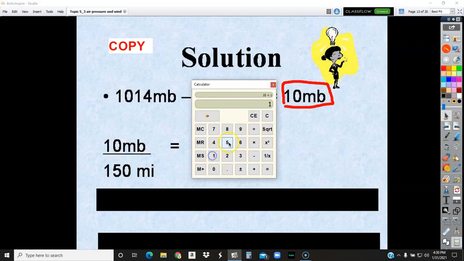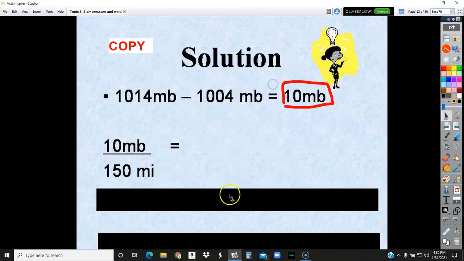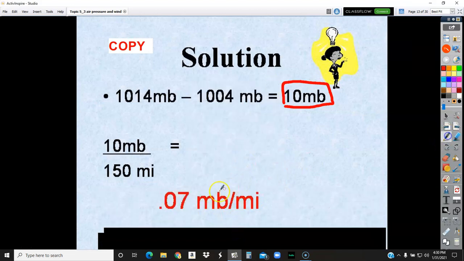10 divided by 150 gives me 0.0666667. I'm going to carry it out only to the hundredth place. This 6 makes this one go up to a 7, so I round that to 0.07. And my units are millibars, because that's what was up here, per mile. So that means the pressure gradient between New York and Albany is 0.07 of a millibar per mile. Again, same exact formula we used when we did topographic maps. Just substitute up here, instead of elevation, you're putting a pressure number.